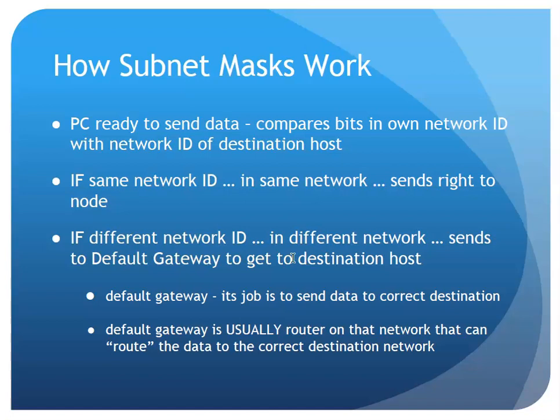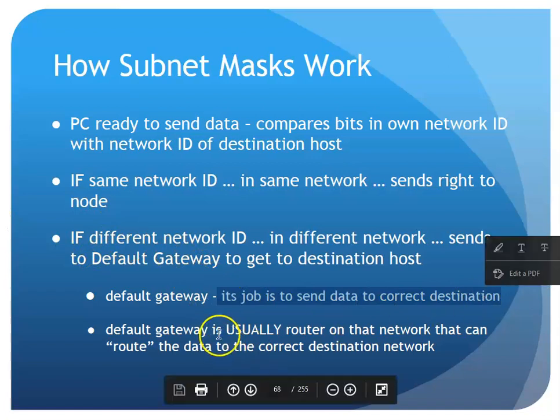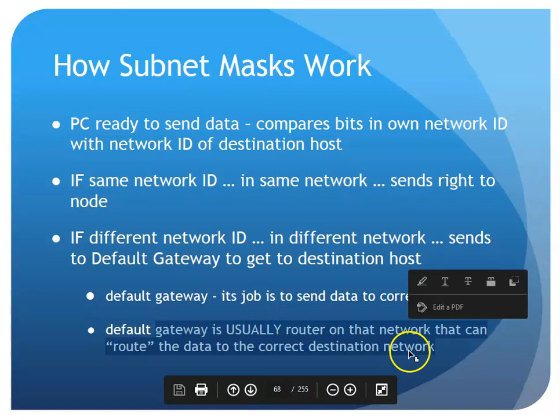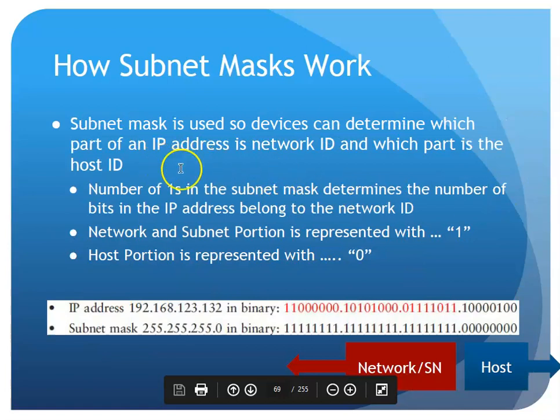If the network ID is different, it goes, okay, you must be on a different network, so it's going to send this to the default gateway, which is usually the router you're attached to. And the router would then look up, oh okay, you need to go over here to this network, and it will route it to that network. That's the job of the default gateway, send the data to the correct destination. So the subnet mask is used to know what part is network, what part is host.